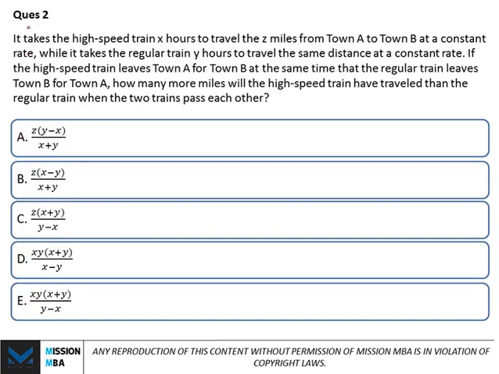So let's have a look at one more question so that things become very clear to us. So guys, question 2. Have a look at it again and we'll note down the key things. It takes the high-speed train X hours to travel Z miles from town A to town B at a constant rate, while it takes the regular train Y hours to travel the same distance at a constant rate. If the high-speed train leaves town A for town B at the same time that the regular train leaves town B for town A, how many more miles will the high-speed train have traveled than the regular train when the two trains pass each other?